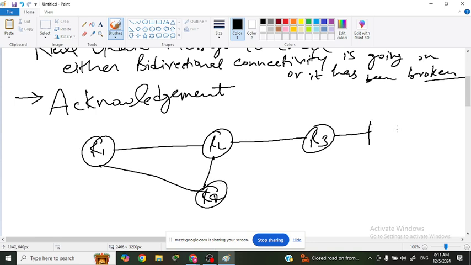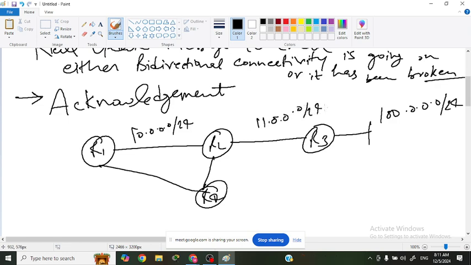Let's suppose we have added a new network, 100.0.0.0/24 here, 10 network /24 here, 11 network here, 12 network here. Let's suppose we have added the 100 network, and on these four routers EIGRP is running, okay? So what will R3 do? R3 will send a partial update message to R2 because R2 is its neighbor. Is it clear?